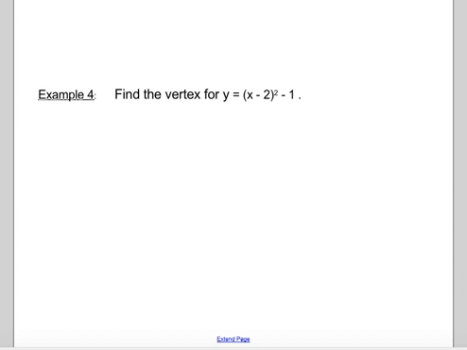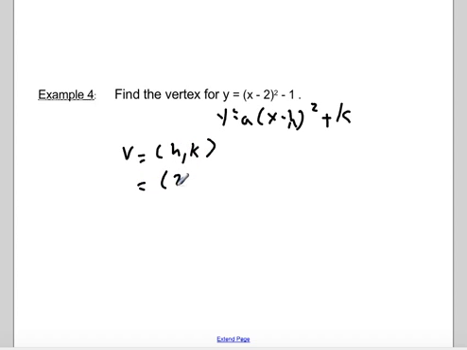What's my vertex here? Again, remember your form: a times x minus h squared plus k. If (h, k) is my vertex, what has to be my vertex? (2, negative 1) has to be my vertex. So it's very nice when they put it in vertex form for you because you can see it immediately.